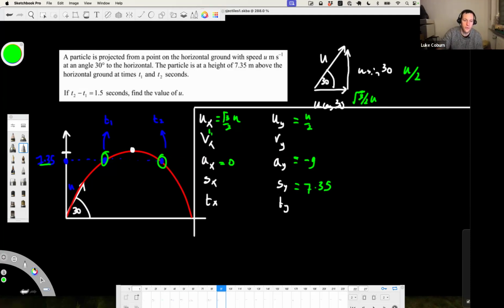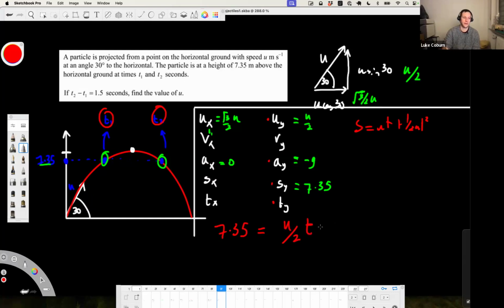This question is also about finding values of t, isn't it? So that is going to point me to this one. I have a u, I have an a, I have an s, and I have a t. So this points me to s is equal to ut plus a half at squared. Now I have that 7.35 is equal to u over 2 times t minus g over 2 times t squared.